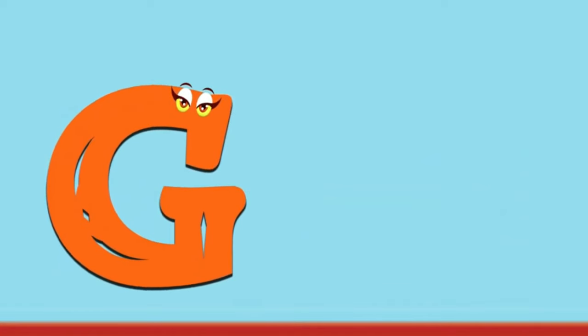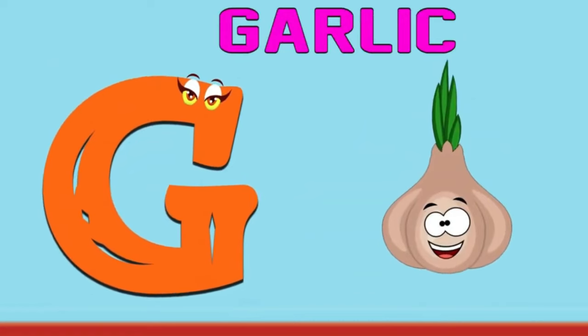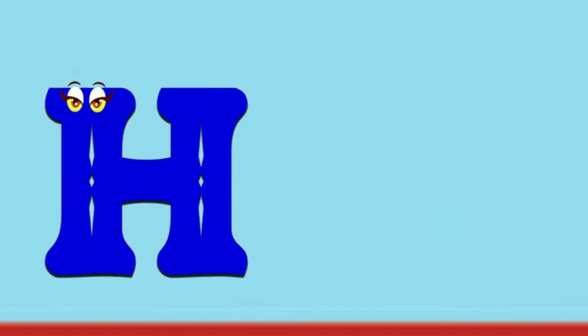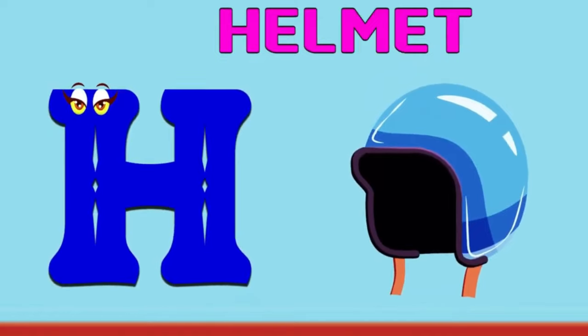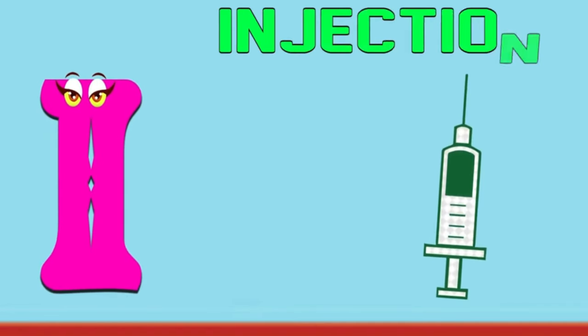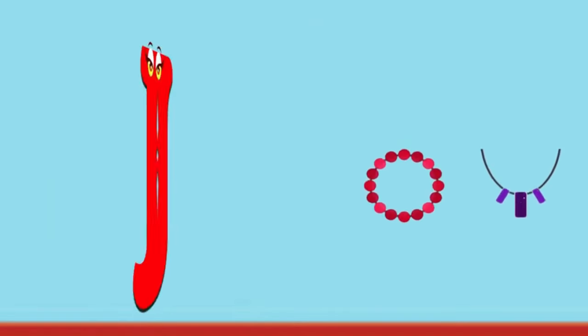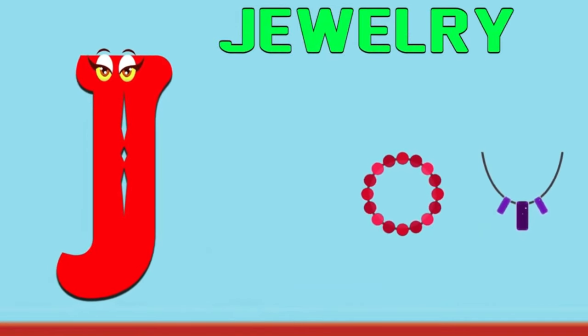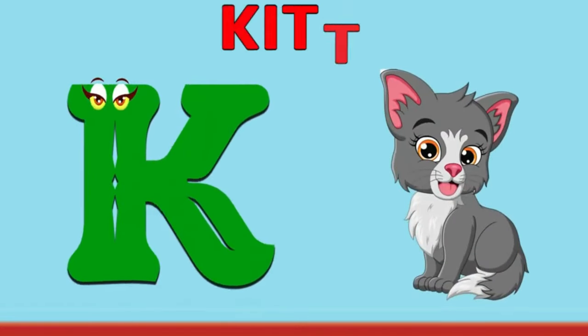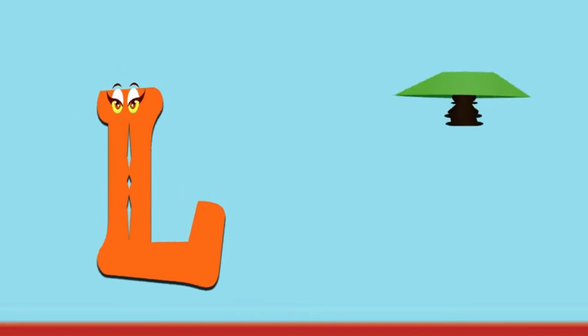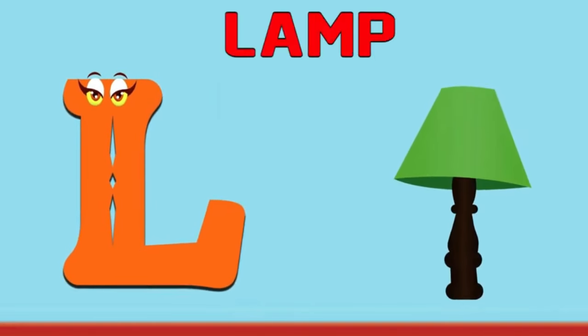G. G is for garlic. Garlic. H. H is for helmet. Helmet. I. I is for injection. Injection. J. J is for jewelry. Jewelry. K. K is for kitten. Kitten. L. L is for lamp. Lamp.